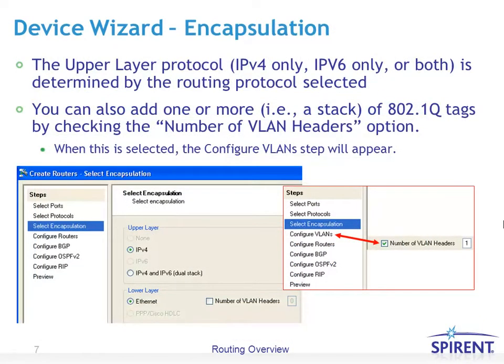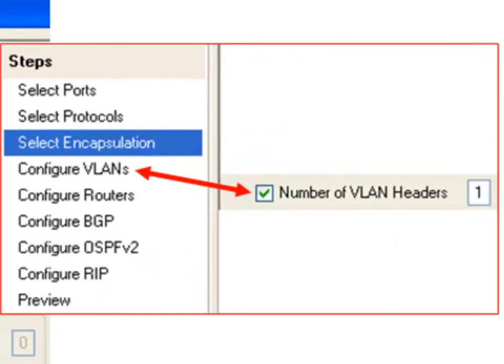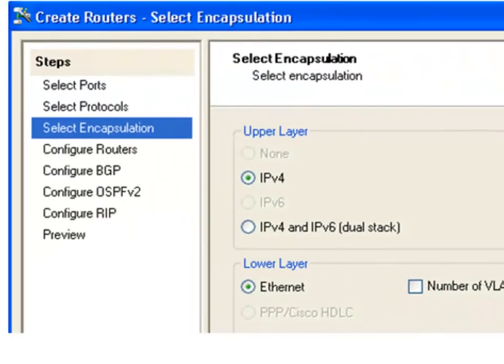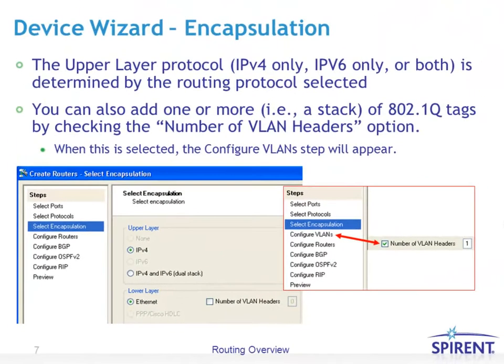The third device wizard screen allows you to select the encapsulation. Most of the time you're using Ethernet ports, so it's a decision of whether or not you want to add a VLAN header. We'll look more at adding one or more VLAN headers on the following screens. But notice, as the slide depicts here, that once you check the VLAN headers box and add one or more headers, a configure VLAN screen will also appear in the steps. In addition to that, you can enable IP version 4 or IP version 6 or even dual stack if the protocol supports that.